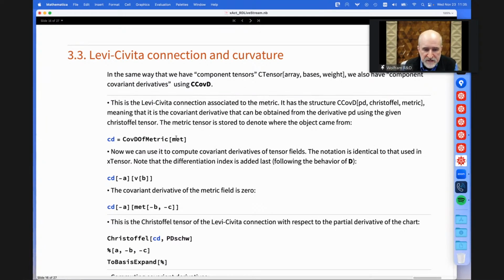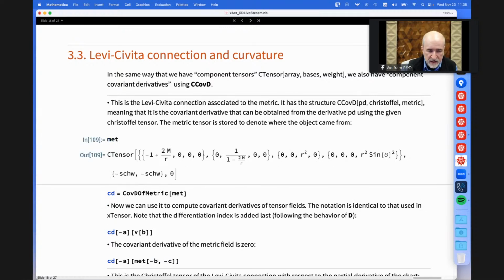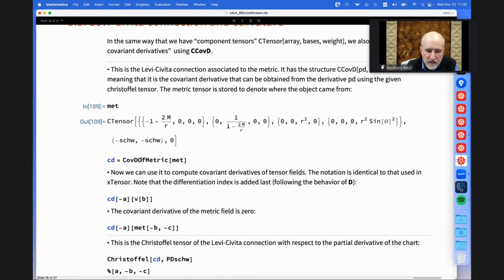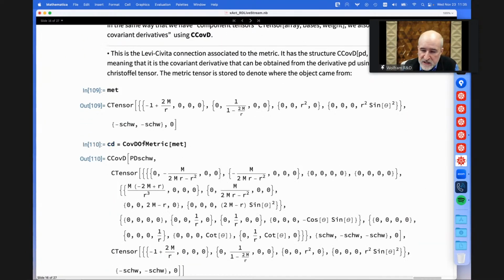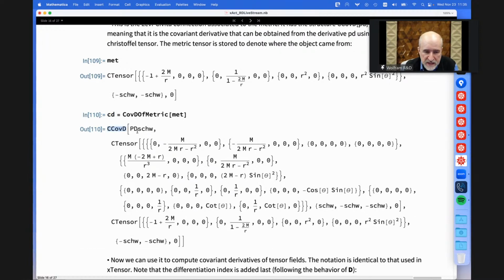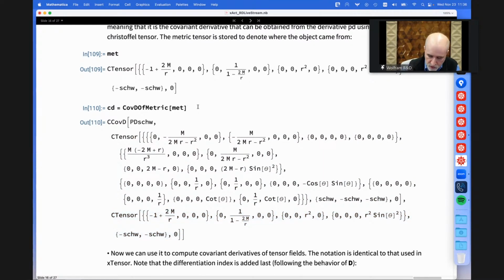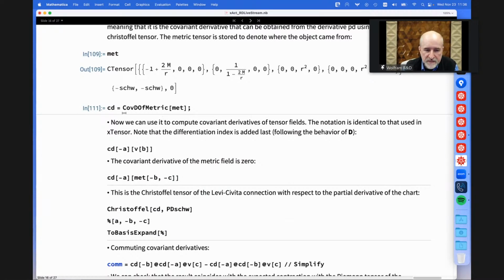Okay, so we have defined met. Remember, met was a CTensor, so it's a tensor defined by components. Now we are going to get its associated Levi-Civita covariant derivative. Again, it's an object that will say, okay, it's my partial derivative associated to this chart plus a Christoffel, and I will remember that it derives from this metric. So these three pieces of information are needed. But internally, you can forget about the internal structure, and this object can be used exactly as we did before. Remember how we were doing covariant derivatives of vector fields? It's exactly the same thing.